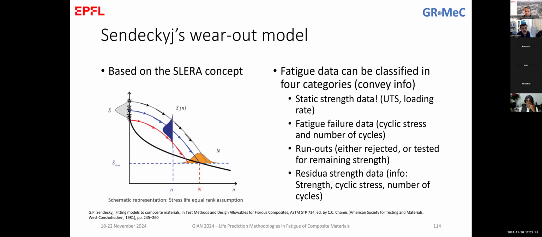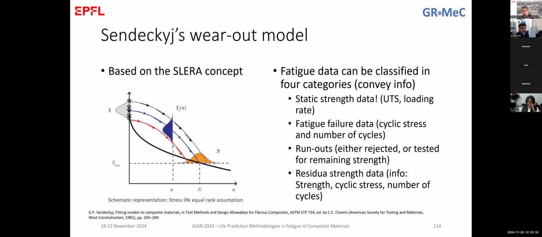After a couple of million cycles, you say, okay, now I have to stop this test because I cannot break the material at this stress level. So you just interrupt the test and you don't do anything. And then you have the residual strength data, which are the data that you can have from a runout. If you take the specimen that ran out and you test it in static, you measure the strength of the specimen, and this is what we call the residual strength.